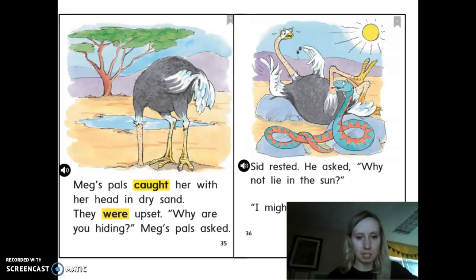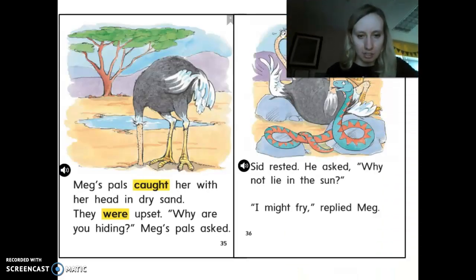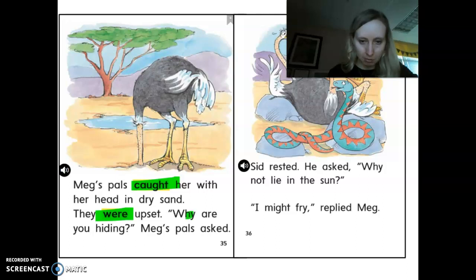Okay, so here we go. So we have caught, which is a sight word, and we have were. These are both sight words. Let's look for any of the I's. There's why and hiding. Okay, let's read this together.